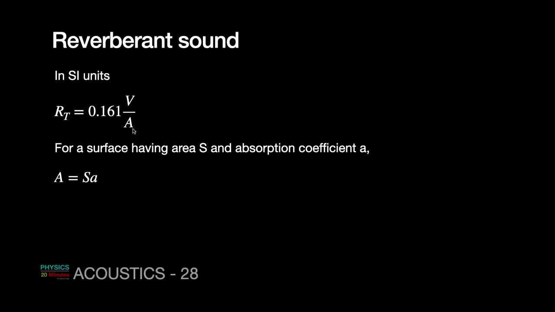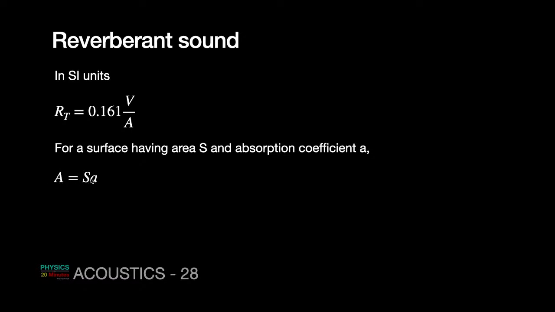Now here A is nothing but the actual surface area S into the coefficient of absorption. Be careful. Coefficient of absorption does not have a unit. It is the ratio of the amount of sound energy absorbed to the amount of sound energy incident. It is just a number between 0 and 1. 0 means no sound energy is absorbed. 1 means all the sound energy is absorbed. S into a will have the unit of meter square only. So this A will have the same unit as S, which is surface area, meter square.